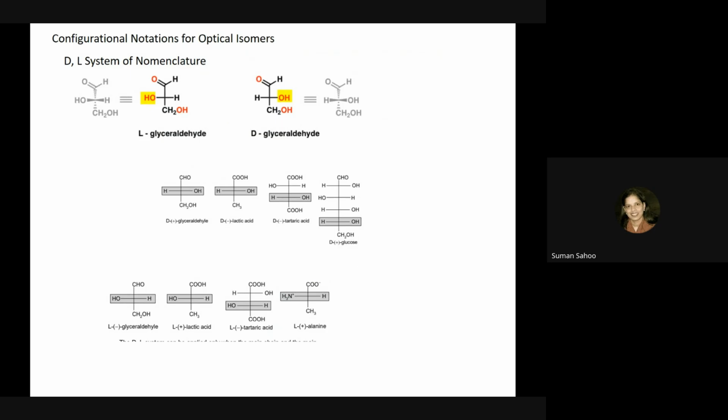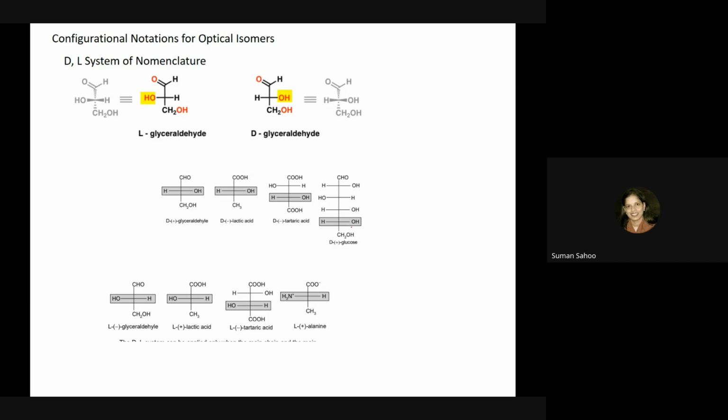In the relative configuration, that is your DL system of nomenclature. In that case, we just take a reference compound, for example, glyceraldehyde. So D-glyceraldehyde has OH group on the right hand side and L-glyceraldehyde has OH group on the left hand side. So whenever we have a molecule where groups like OH, for example NH2, CN, OMe, if they are on the right hand side, we name them as D form, and if they are on the left hand side, we put them as L.